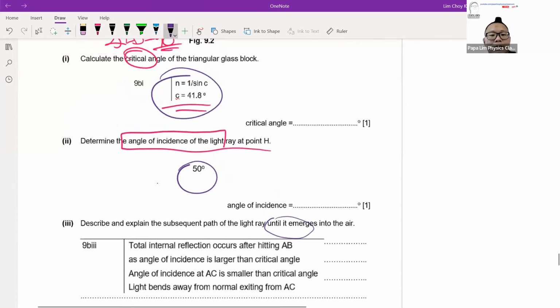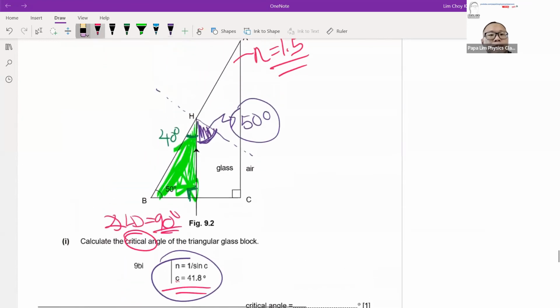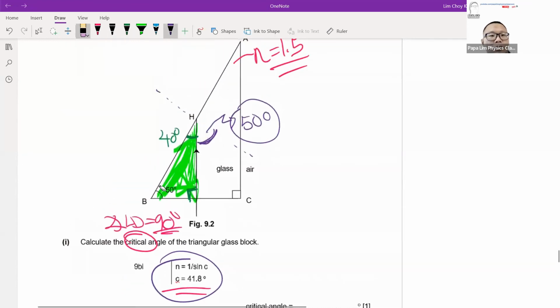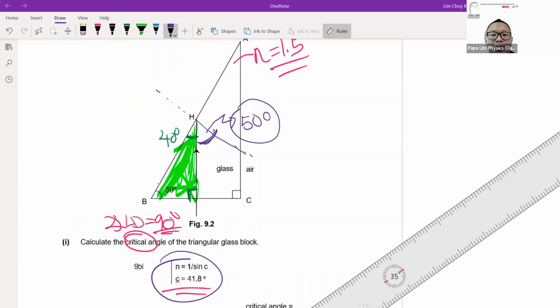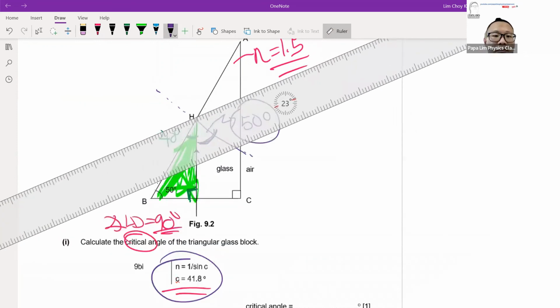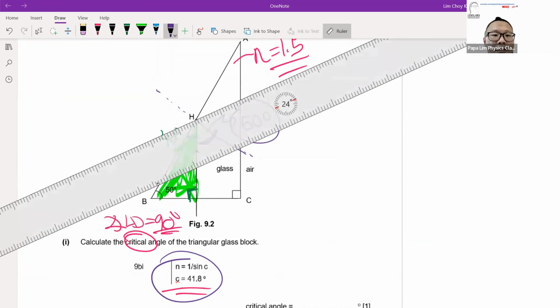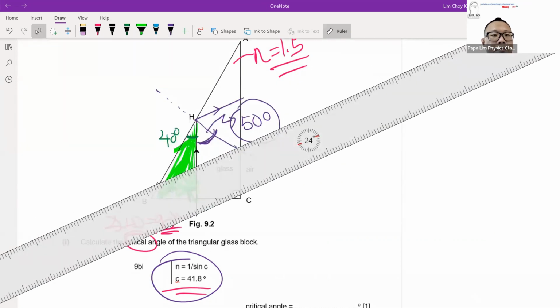What happened now is the moment I hit surface H, unlike the previous question whereby the ray exited at 74.6, in this instance the light ray at H will not exit. In fact, it will actually rebound. It will be reflected at this angle, and the angle will also be 50 degrees.